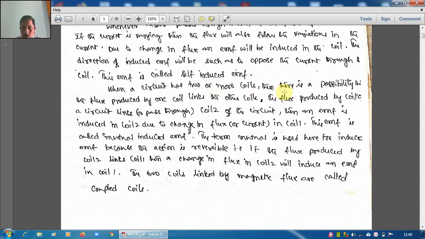When a circuit has two or more coils, that means coupled coils, as I just said, if there is another coil nearby to this coil, then there is a possibility that the flux produced by one coil links with the other coil. As this flux produced by coil 1, that is alternating flux, links with the second coil also, there is a situation where the second coil and alternating flux are there. Then automatically, by Faraday's law, some EMF is induced in the second coil also.